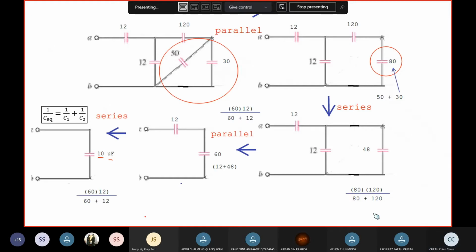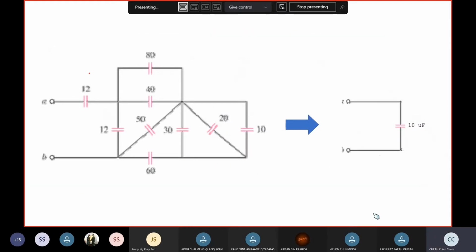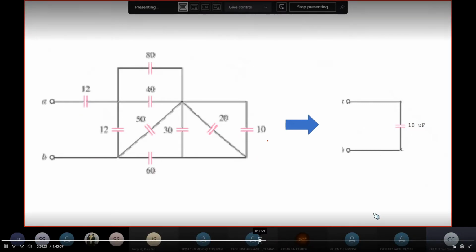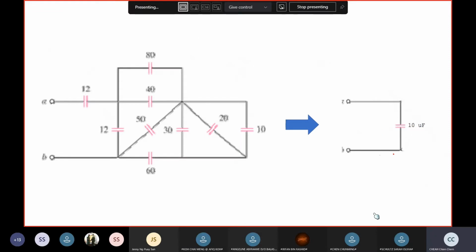Okay, which means that we managed to simplify this complicated combination of capacitors into one equivalent capacitance of 10 micro, right? So this is equivalent to a capacitor with a capacitance of 10 micro.